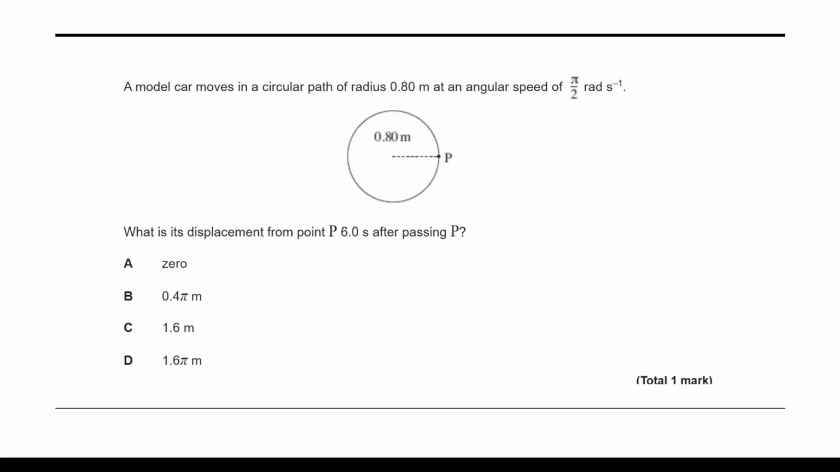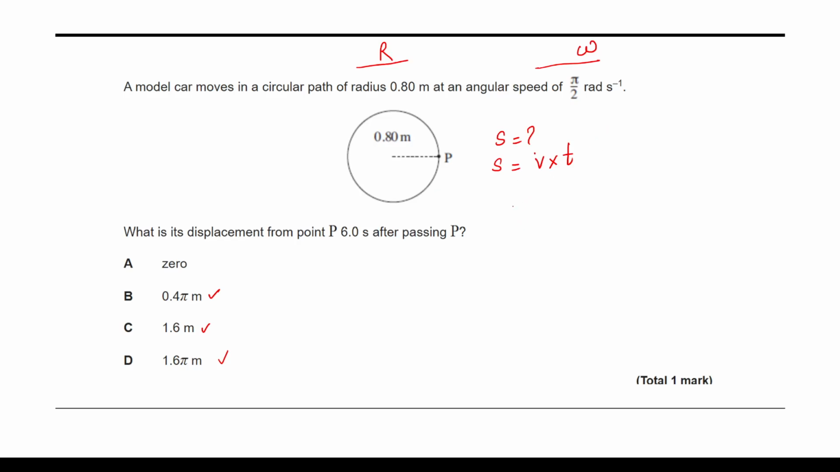A model car moves in a circular path. All right, go ahead, pause the video and try to do it yourself. Okay, if you've done it, I'm just going to do it here. So this is my radius, this is my omega. What is the displacement of point P 6 seconds after passing P? Okay, so can you see the units are meters? It wants the linear distance. So linear distance is speed times time. We are not using half a t squared because it's moving with constant speed.